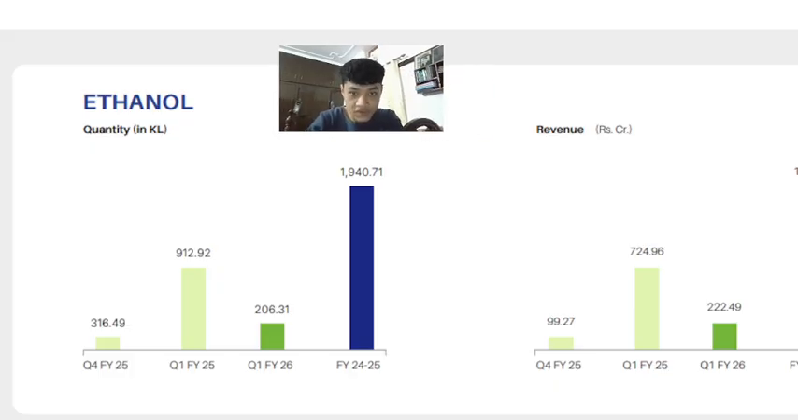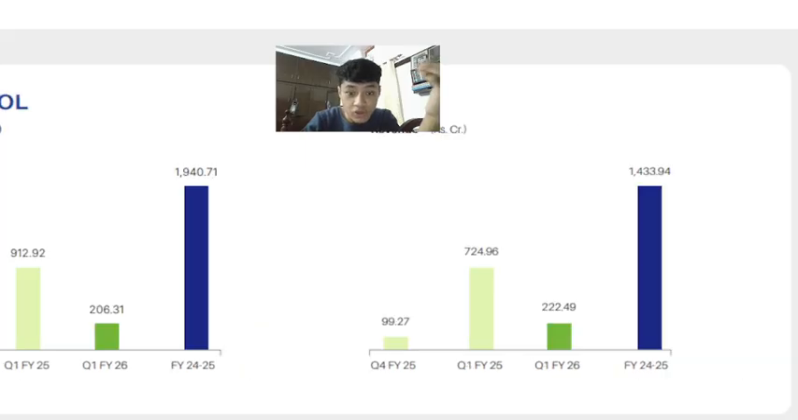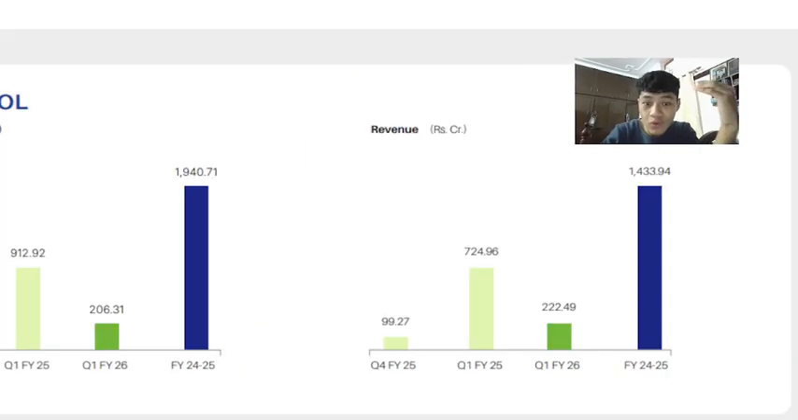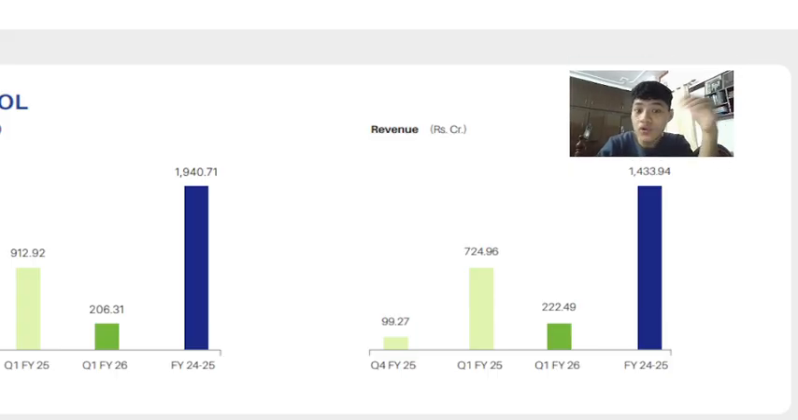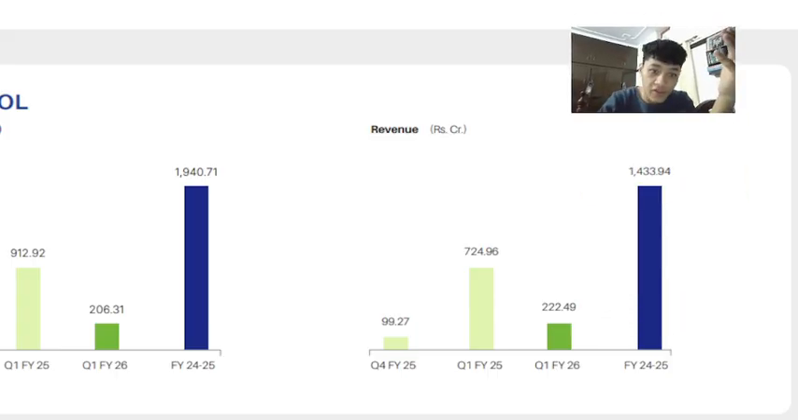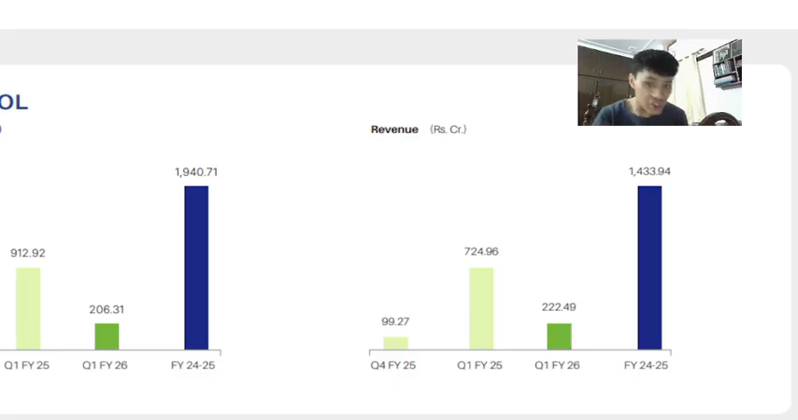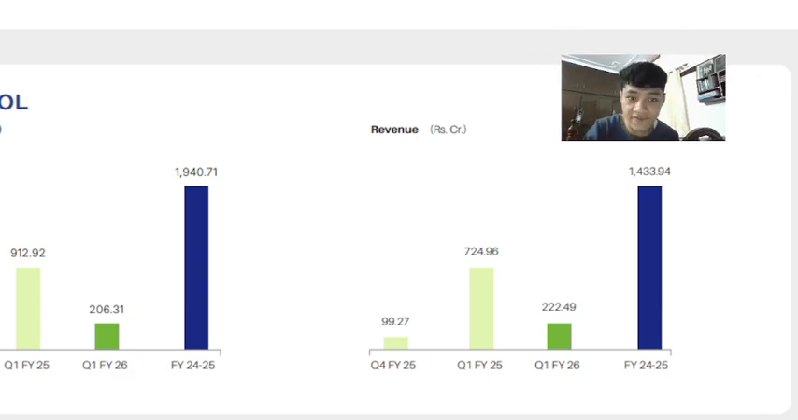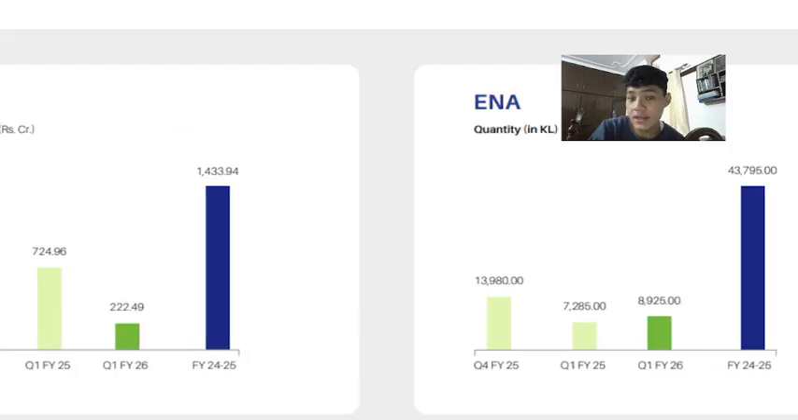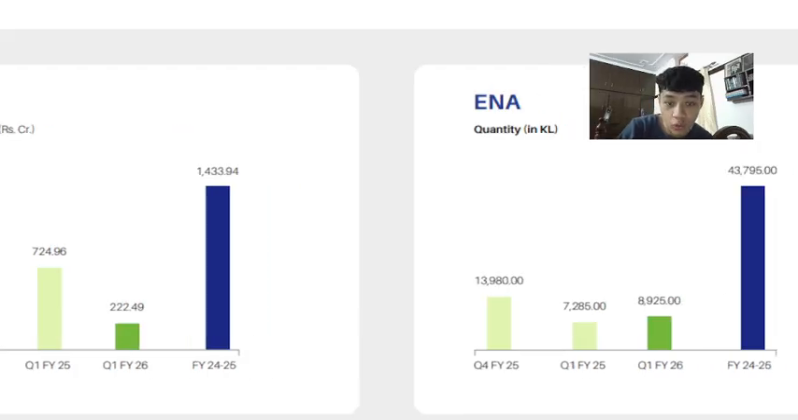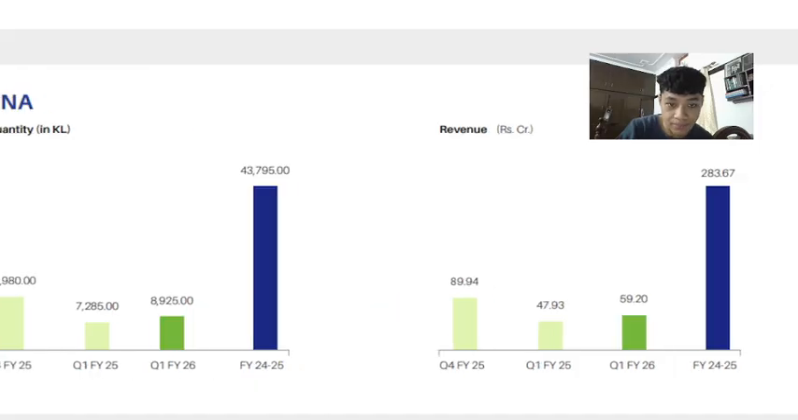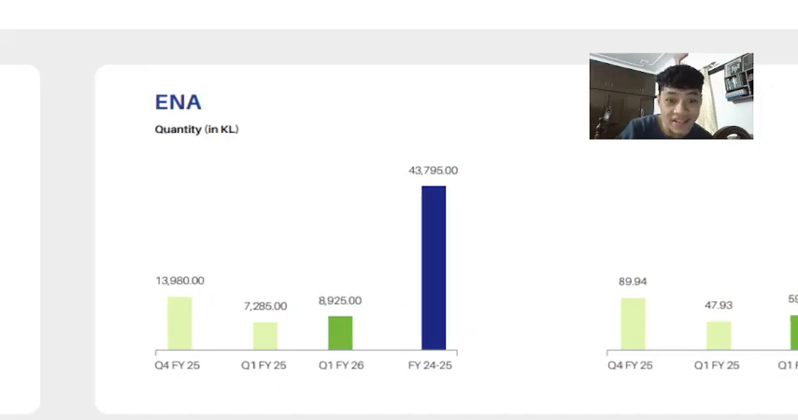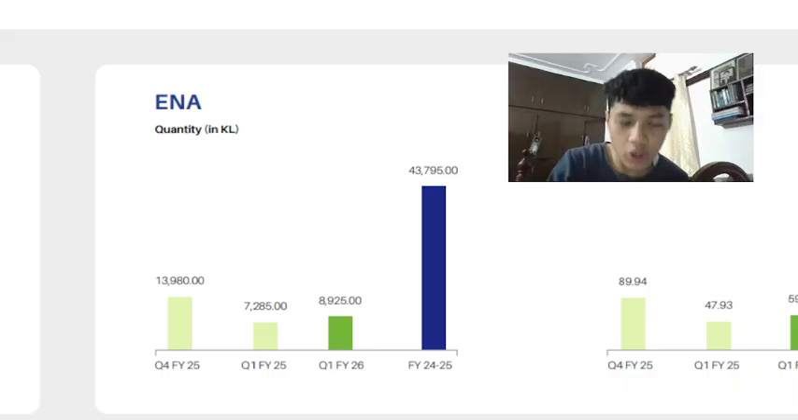All right, that's a good thing. It produced revenues of 1,433.94 crores in fiscal year 2025. So out of 1,900 something crores, 1,433.94 came from ethanol selling only. Then the ENA segment, the extra neutral alcohol.